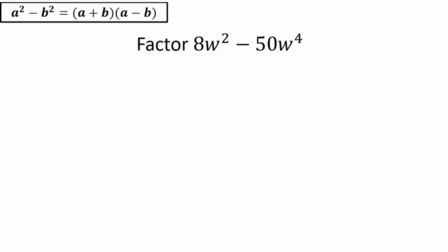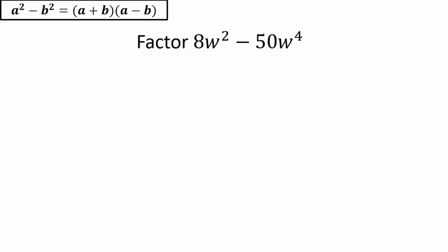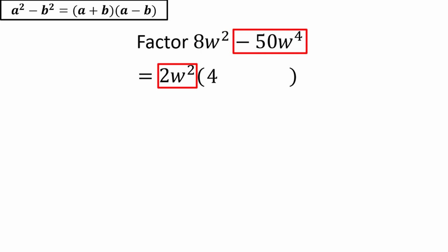How about 8w squared minus 50w to the fourth? Notice on this problem that 8 and 50 are not perfect squares, so we can't directly go to factoring out by the difference of squares approach. We should notice here that we can factor this expression by first taking out the GCF, which is equal to 2w squared. 2w squared times 4 is 8w squared, and 2w squared times negative 25w squared is negative 50w to the fourth.